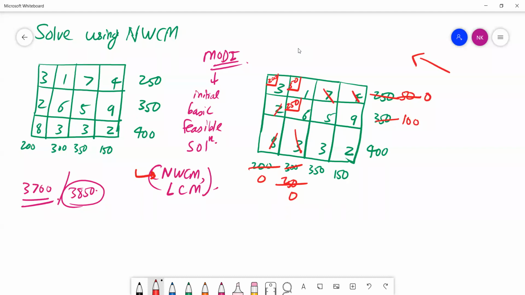Now again go for the northwest corner, it's this one, so I will be allocating 100. This will be 0, this will be 250. There is 0, so cancel out. Now 250 will be allocated. 0, 150, and then 0, 0, and over here 150. So this is the allocation that we have obtained. I hope there won't be any issue till this particular step.